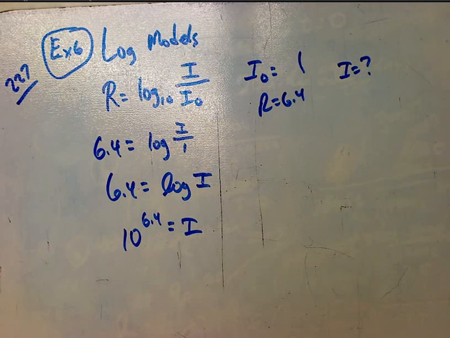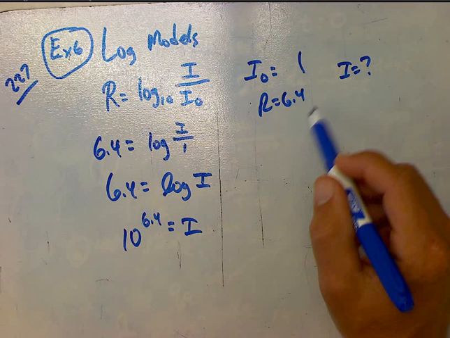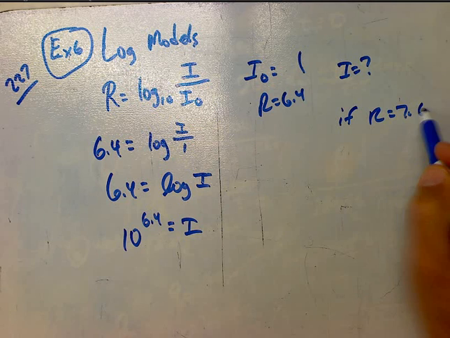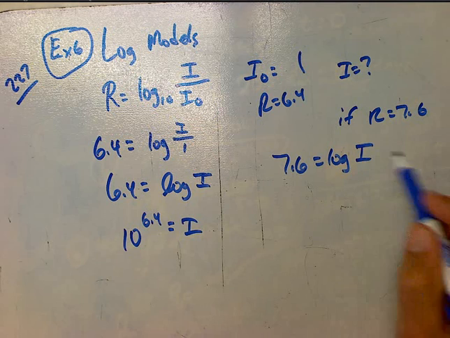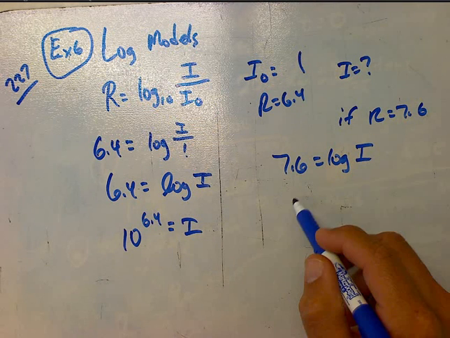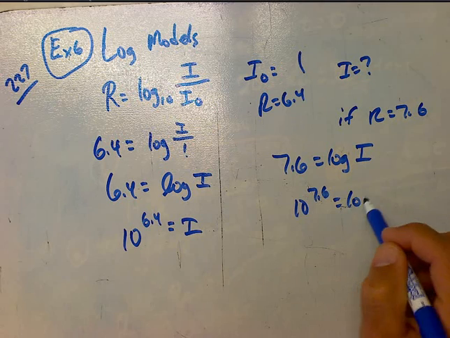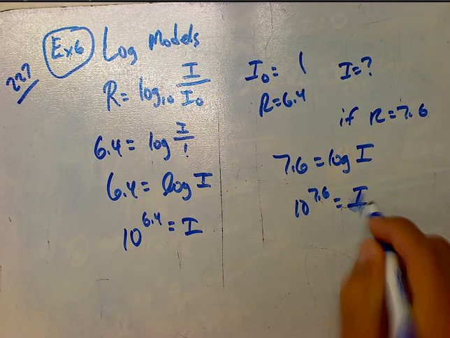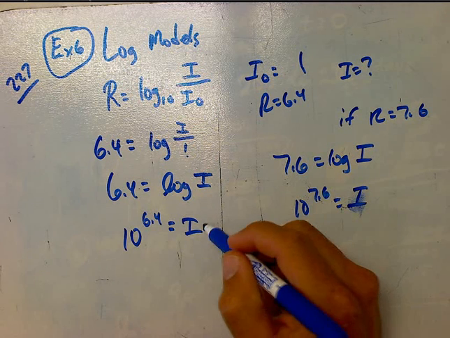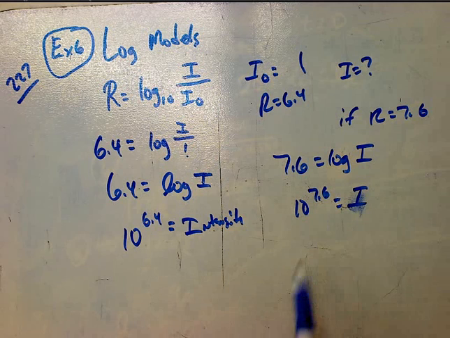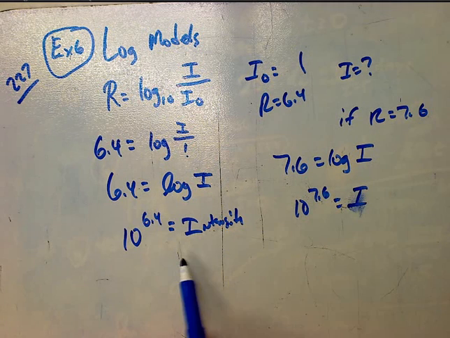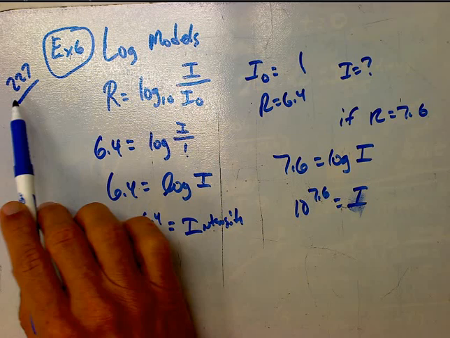As we also want to know what about a 7.6? And so 7.6 equals log I, because it's 1 again, so it'd be 10 to the 7.6 equals I. I stands for intensity. And example 6 wants us to compare the intensities of these two earthquakes. Okay, so again, you'll need to read on page 227 to follow along with the example.